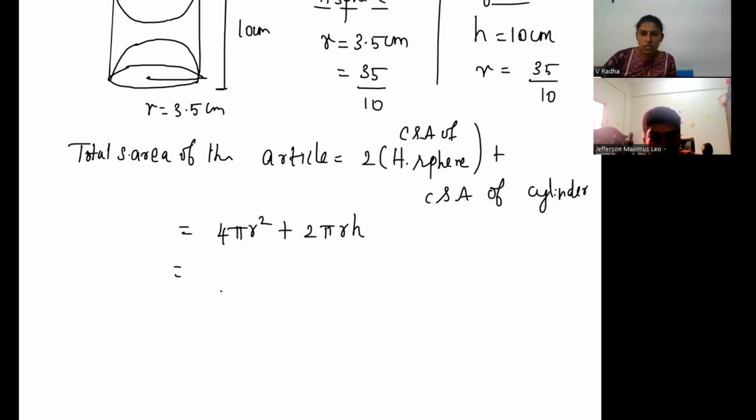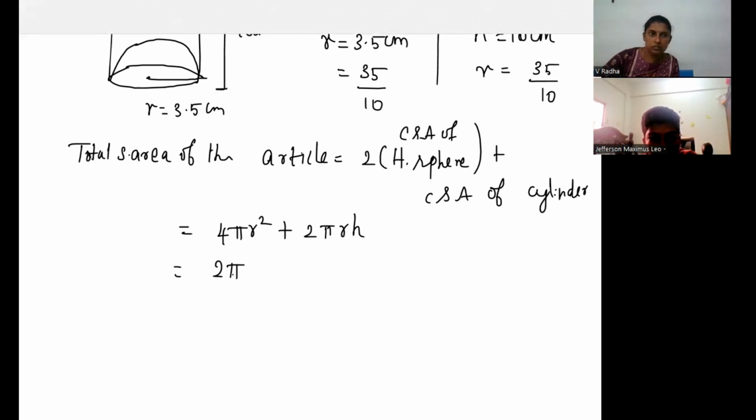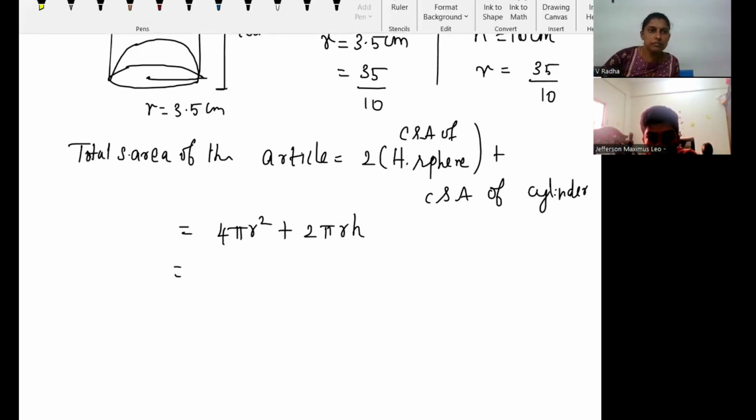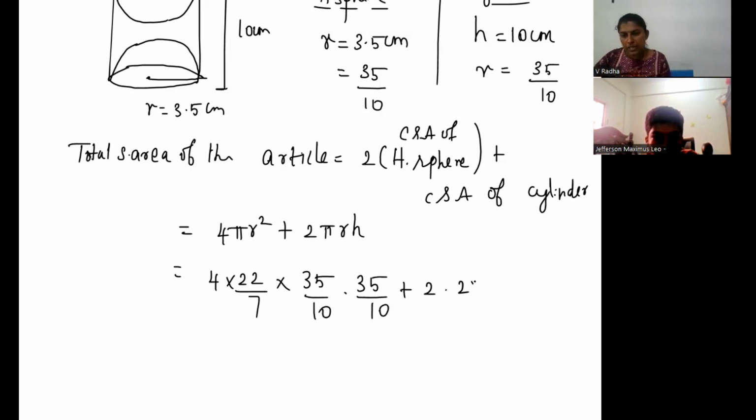Now, here 2 pi is common to take out. Otherwise, we do the calculation, just substitute as it is. So 4 times 22 by 7, radius is 35 by 10, and one more 35 by 10, plus 2 times pi is 22 by 7, our r is 35 by 10, and height is 10.